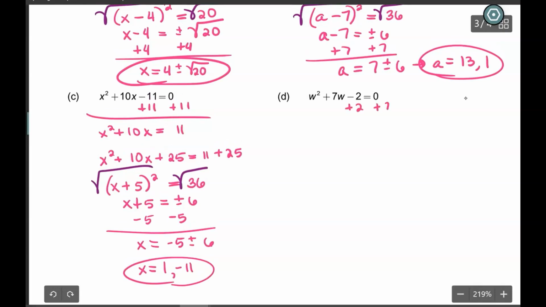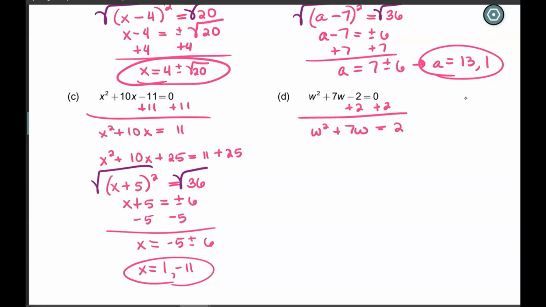Okay, next one, we're going to add 2 to both sides. So I get w squared plus 7w equals 2. Now, when we have an odd number, that complicates things a little bit because it gives us a fraction, all right? Use your calculators, it's fine. So over on the side here, I'm going to do half of 7. Well, that's just going to be 7 over 2.